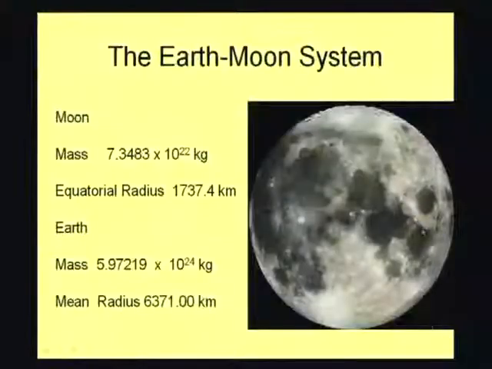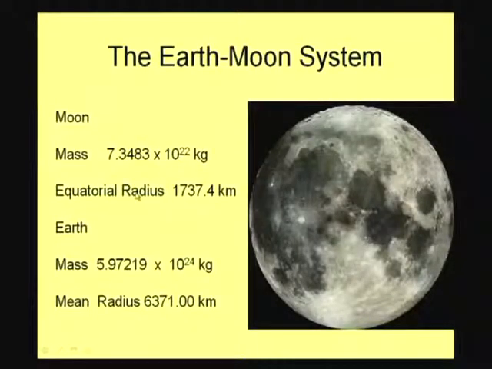Welcome. Today we are going to discuss the celestial object which, after the sun, is the most prominent object in the sky. This is the moon. This picture shows you the moon, and the moon is known to have a mass of 7.3 times 10 to the power 22 kilos.